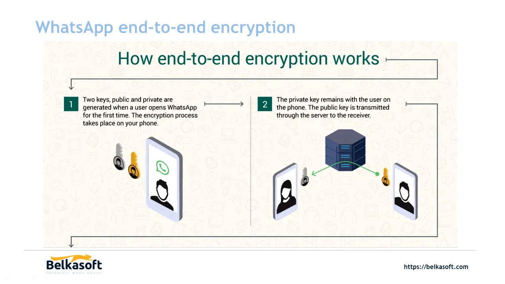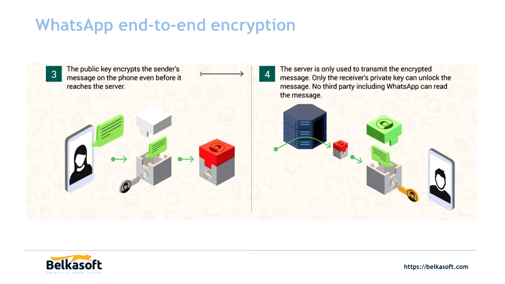Let's have a look at how the process of end-to-end encryption looks. So when the user first opens WhatsApp, two different keys, public and private, are generated. The encryption processes take place on the phone itself. The private key must remain with the user, whereas the public key is transferred to the receiver via the centralized WhatsApp server.